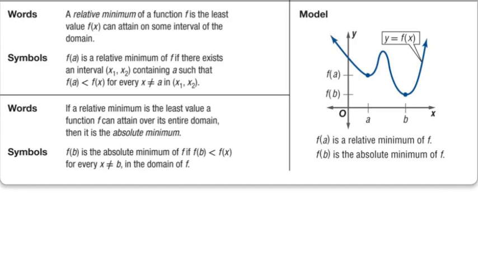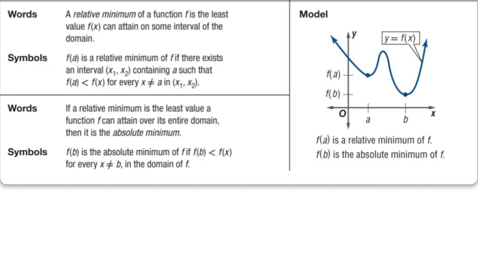Same thing with a relative minimum and an absolute minimum. So a relative minimum is just in a small section of the graph. This might be the lowest point. But then overall, if there's a very lowest point, that would be the absolute minimum.